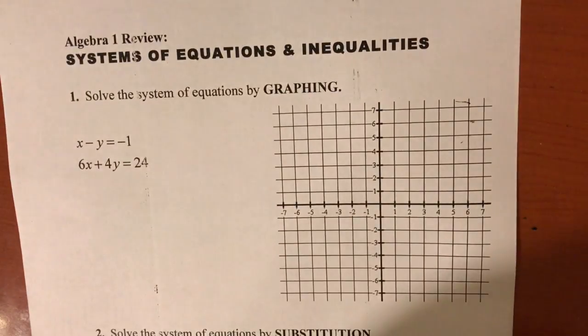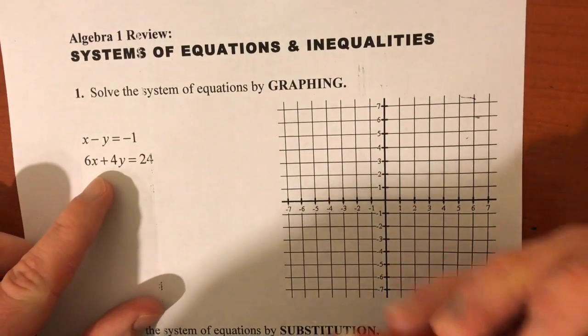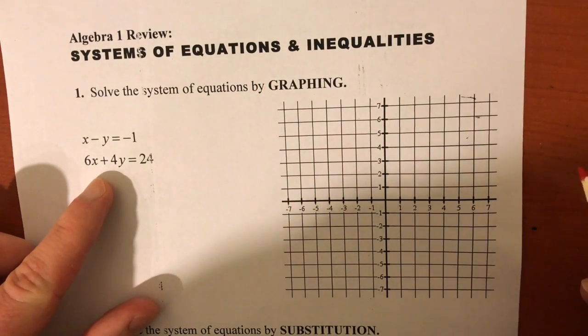For me, I like to graph lines by putting them in slope-intercept form. You can do it by finding intercepts and things like that also. So let's practice getting these into slope-intercept form. That means to isolate y, make it y equals mx plus b.